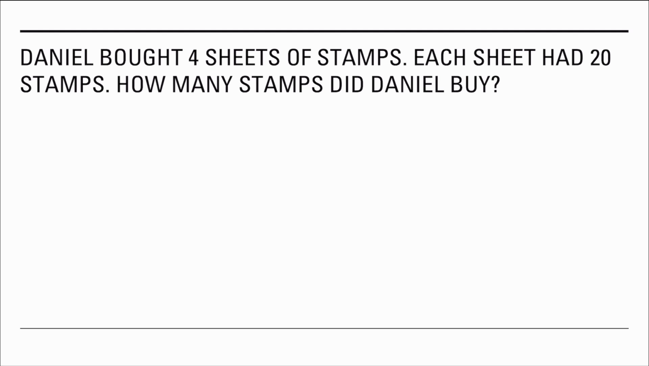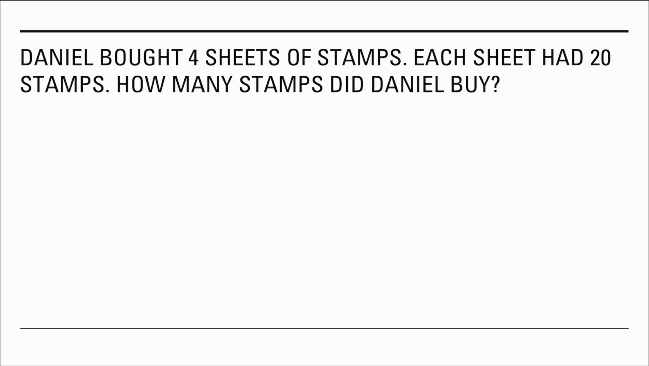So Daniel bought 4 sheets of stamps. Each sheet had 20 stamps. How many stamps did Daniel buy? So what are we doing here? Are we looking at adding? Are we looking at multiplying? Are we looking at subtraction? Well, if we've got 4 sheets and each sheet had 20 stamps, that means we have 4 groups of 20. And so whenever we're thinking of grouping things, or repeated addition via grouping, we know it's multiplication.